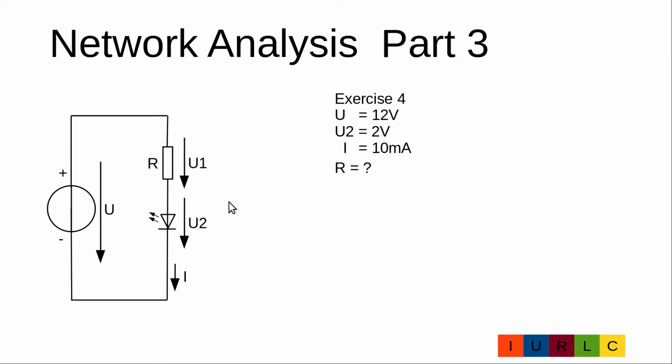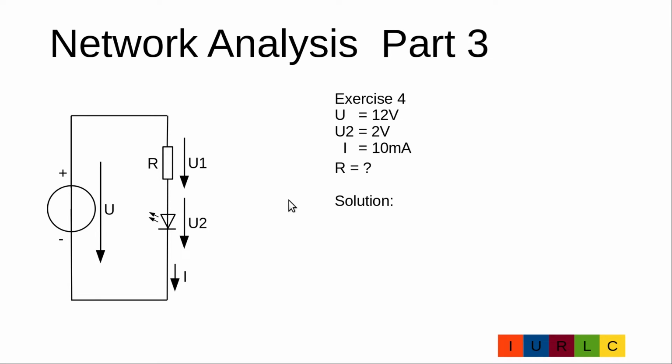In our last example, we want to calculate the pre-resistance for an LED to drive the LED on a constant voltage source. The constant voltage source has 12 volt. From the data sheet of the LED, we know that it has 2 volt forward voltage at 10 milliamp. How big is the resistance? Press the pause button and do the math for yourself.